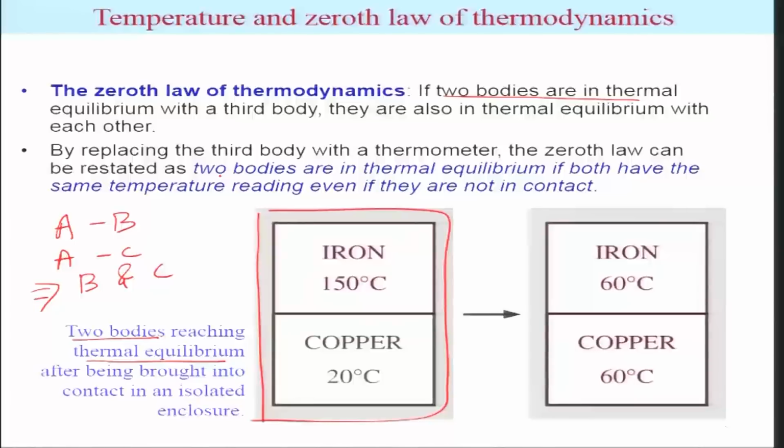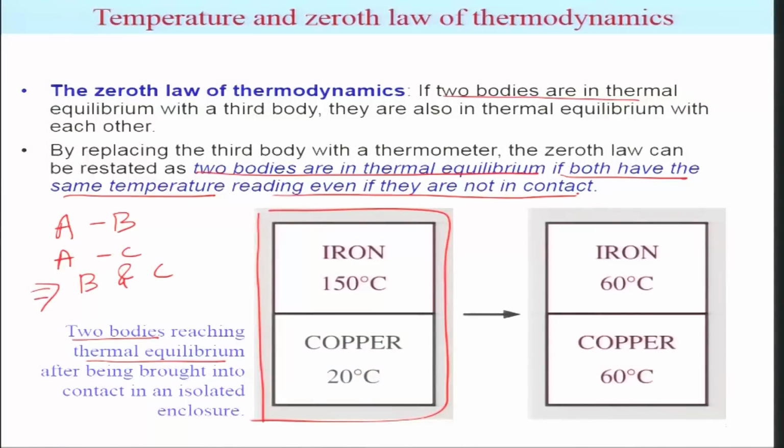So this is what the second statement says: by replacing the third body with a thermometer, the zeroth law can be restated as two bodies are in thermal equilibrium if both have the same temperature reading, even if they are not in contact. So this is the field-based concept, okay?